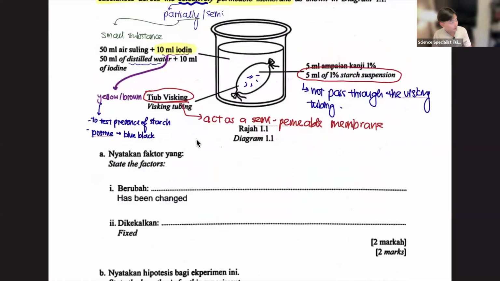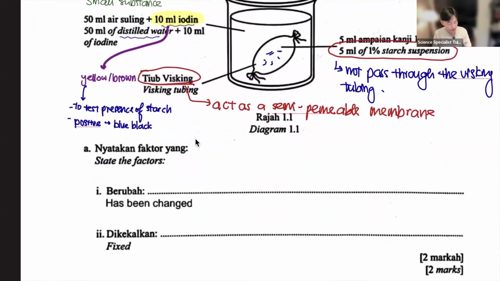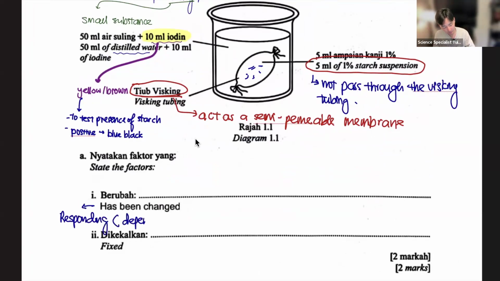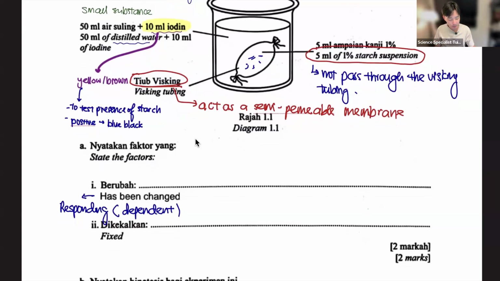Okay, state the factors that have been changed. Have been changed means responding. Or sometimes they will call it dependent variable. They use this kind of word, for example. If this is a manipulated variable, it is something that is independent. We call this independent variable. Something that is fixed is called the constant variable.